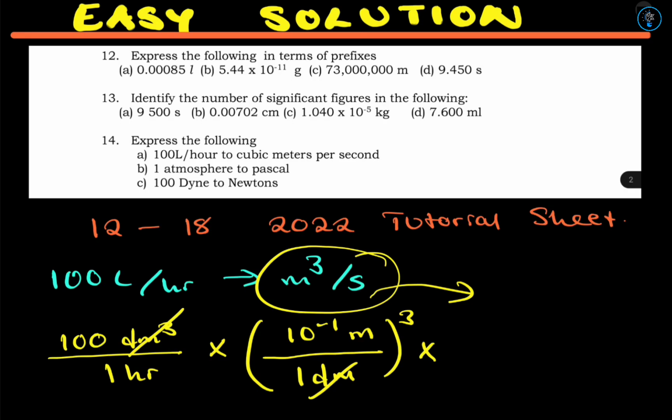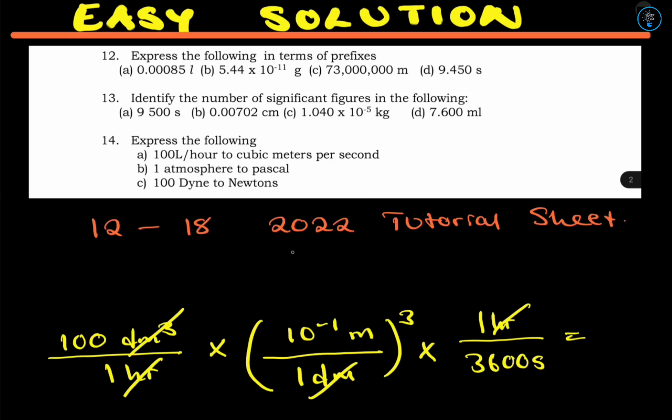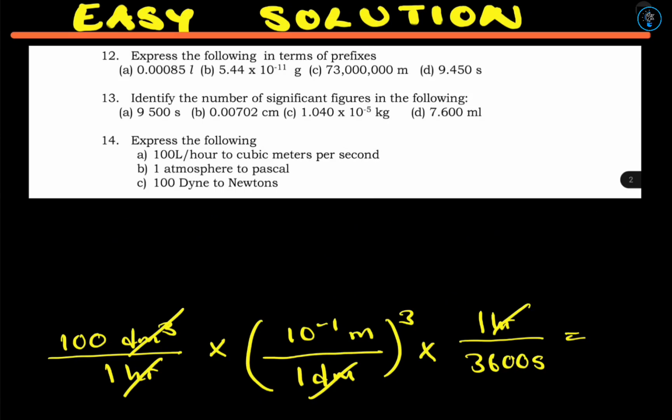From there we need to convert hours into seconds. We know that in 1 hour we have 3,600 seconds. So hour and hour will cancel, and the remaining units will be meters to the power 3, which is cubic meter per second.